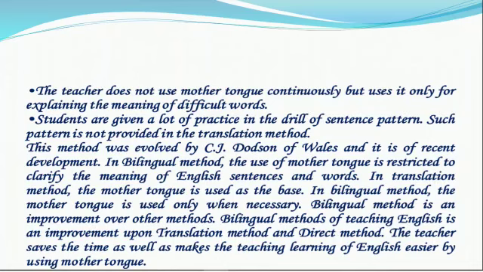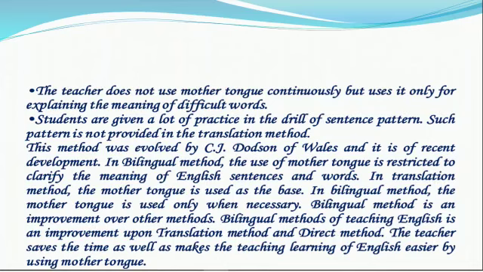So this method, that means the bilingual method, was evolved by C.J. Dodson of Wales, and it is of recent development. In bilingual method, the use of mother tongue is restricted to clarify the meaning of English sentences and words.